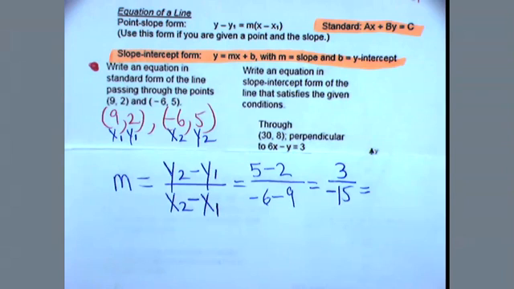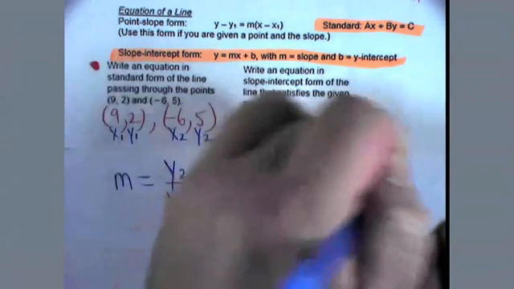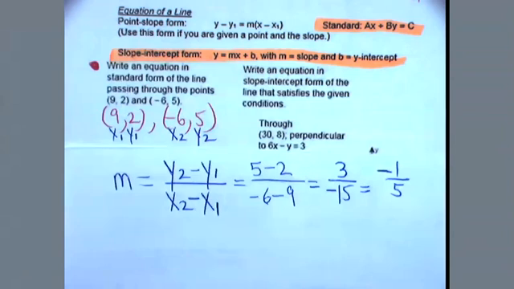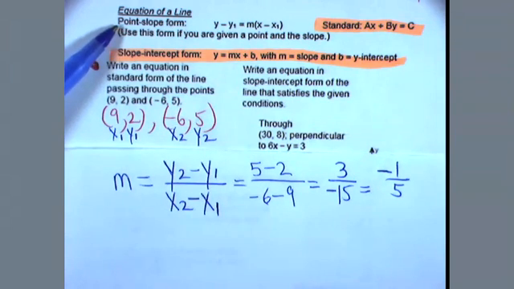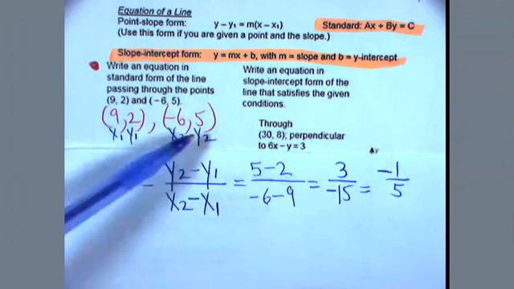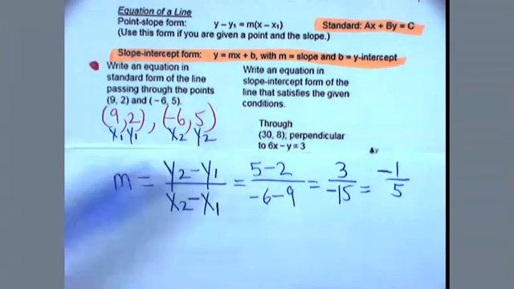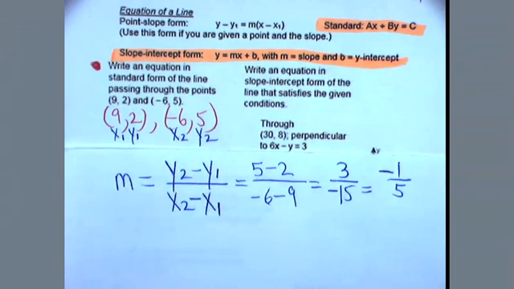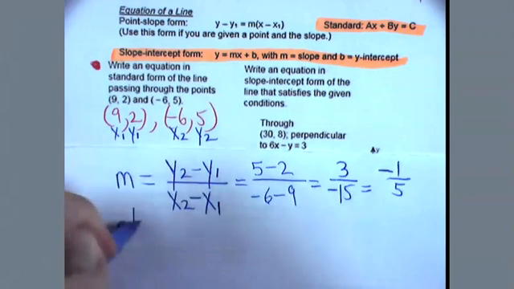And we need to reduce this before we plug it into one of our other forms. We need to reduce this to negative 1 over 5. Now the next step is to figure out which of these three forms we are going to be using. I'm leaning toward the point slope form because we're given a point. You can use either point, by the way, to plug in, and we just found the slope. So let's use our point slope form.